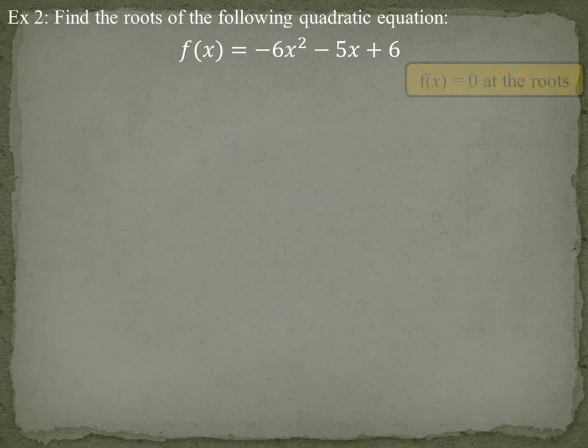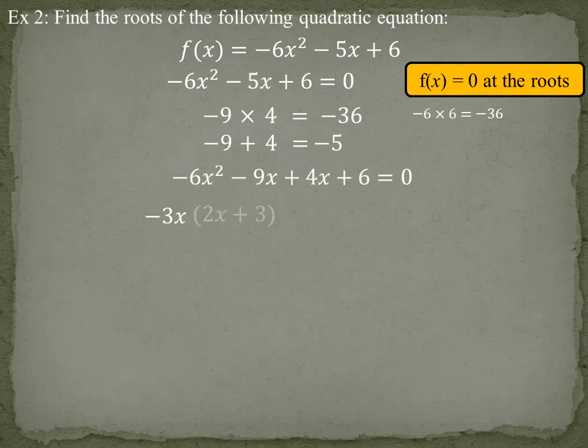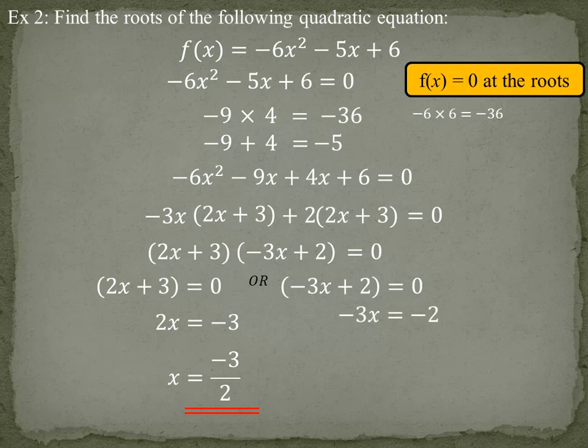Find the roots of the following quadratic equation. Again, just be prepared for negatives. Equate it to 0, be able to factorize when there's a negative in front of the x squared term. Again, whatever method, feel free to do it. When you solve it, as long as you get the correct solutions, I don't care what method you use, you should have got x equals -3 over 2 and x equals 2/3.